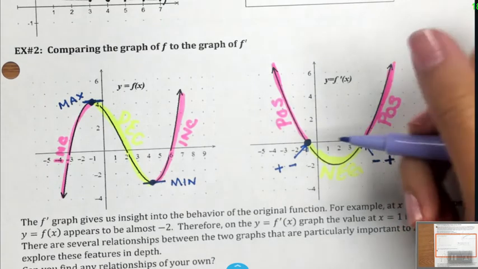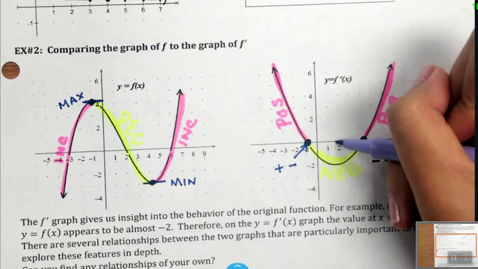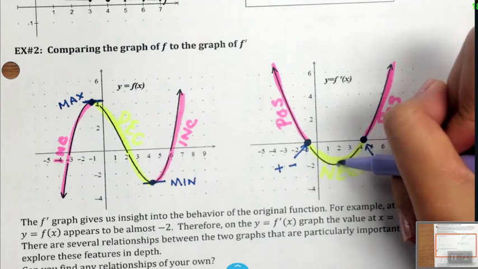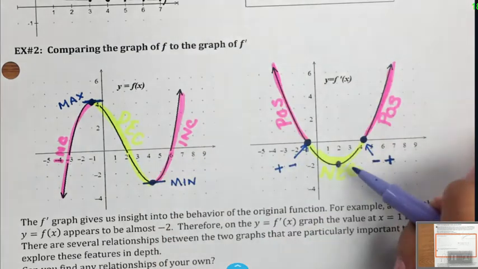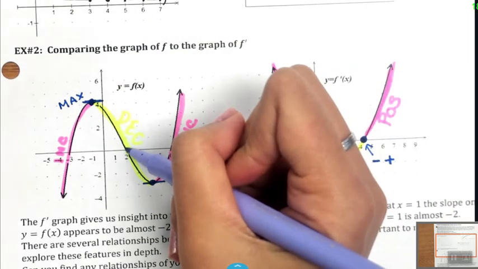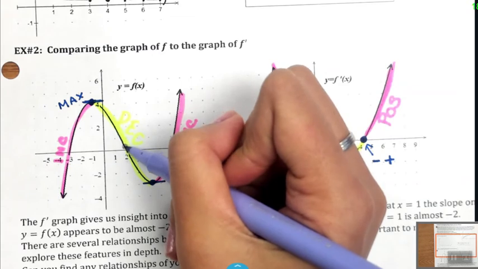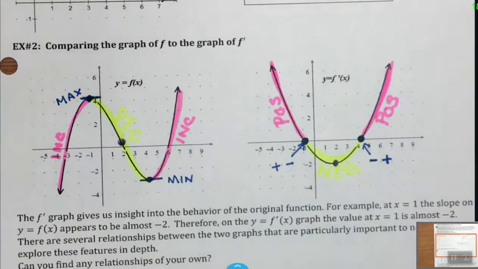Okay, right here where you hit a minimum at like 2 down here, this point right here. If I go back to my original and I put a point at 2, what does that look like on the original graph?